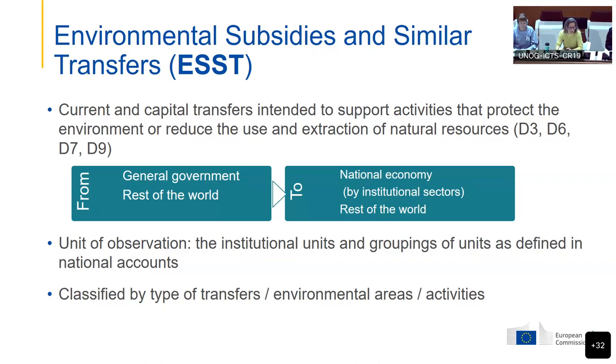Some countries, let's say, are not identified as such because they are really small compared to the overall subsidies and similar transfers. Then you have D7, which are the current transfers, and D9, the capital transfers. Here we are interested in looking at where it goes from the general government or the rest of the world to our national economies and the rest of the world as well. And in terms of national economies, I think it's quite key to have the information by institutional sector, so whether they are corporation, household, NPISH, or government.